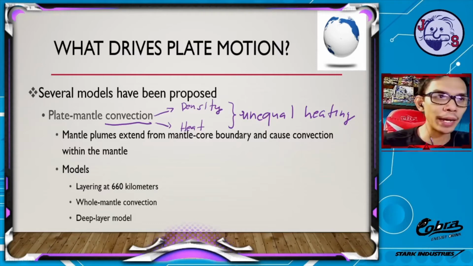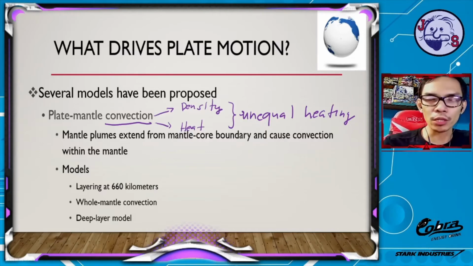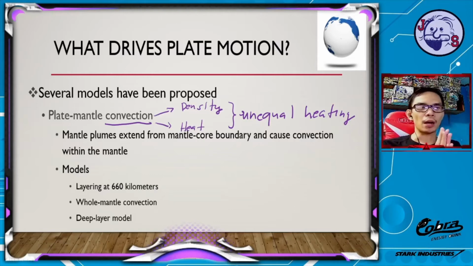Again, the convection depends on density and the amount of heat that you apply to a certain liquid or gas. So that is the mantle. That is the convection.